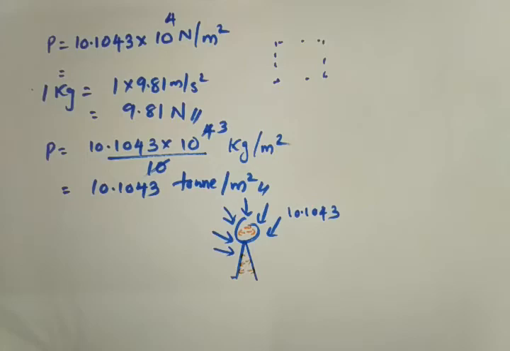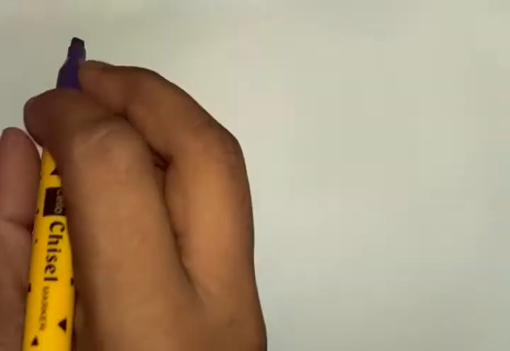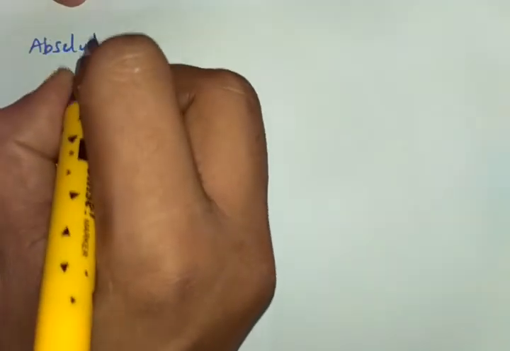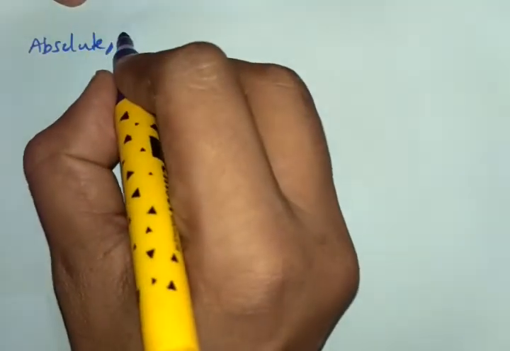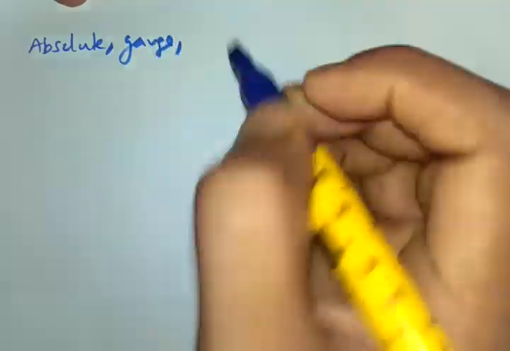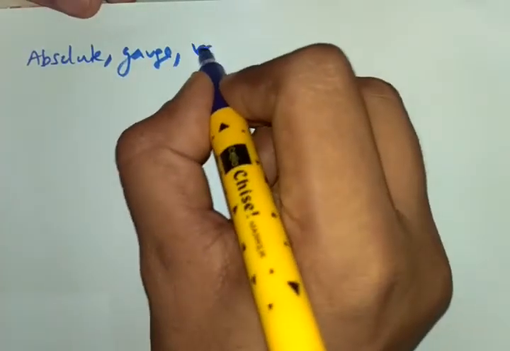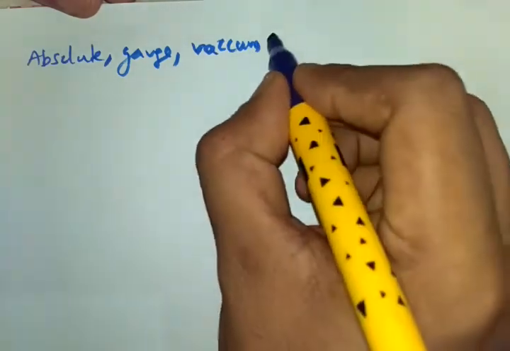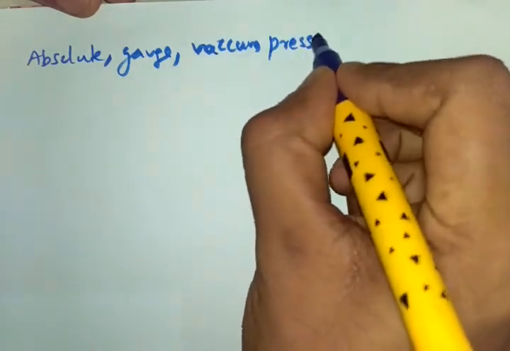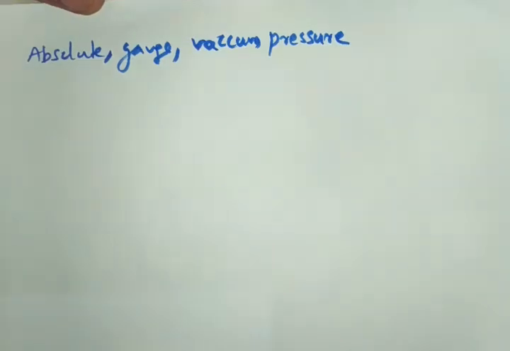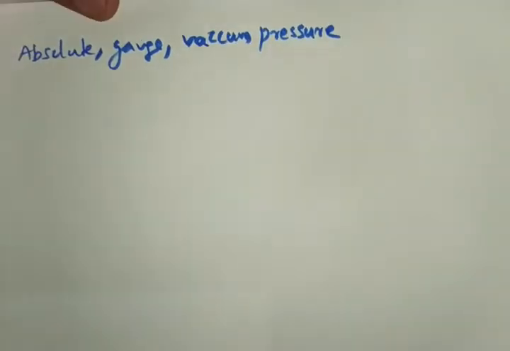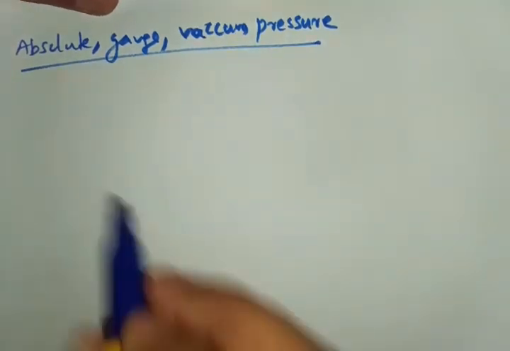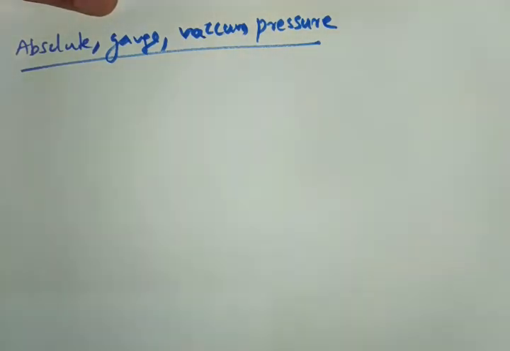So this is atmospheric pressure. Now we will deal with the absolute pressure, gauge, and vacuum pressure. So what are these three pressures? For that we will take a graph.